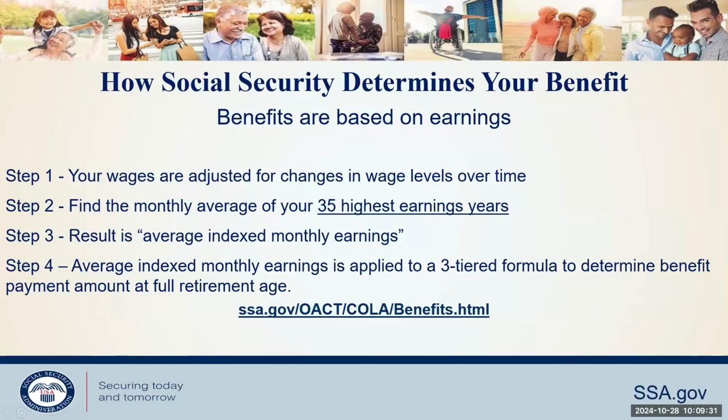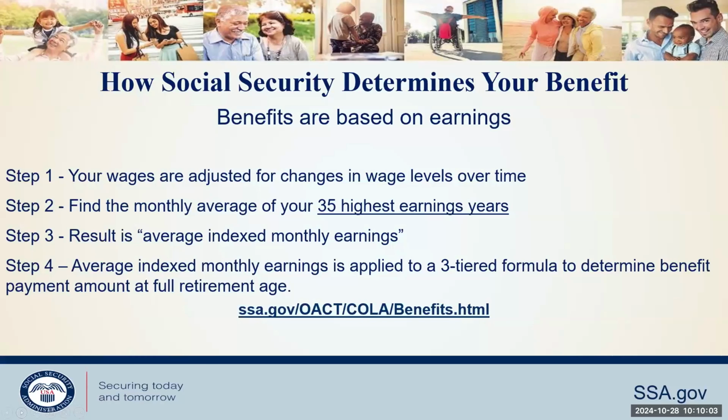We call that indexing. Once we do that with all your earnings, we take your top 35 years. I highlight it there because a lot of people think I misspeak and they think it's 3 years, they think it's your top 5 years, but it is indeed your top 35 years of work history that we look at when we're determining your benefit amount. We take that top 35 and we find an average. So that average becomes something called our average indexed monthly earnings.